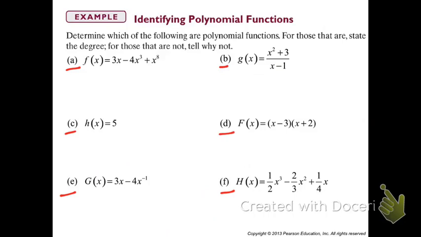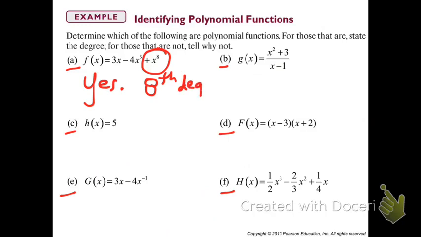For the first one, A, we can see that the leading term, meaning the term with the highest degree in it, would be x to the 8th. We can see all the exponents are whole and the coefficients are real, and so yes, we have a polynomial function and the degree is 8. Okay, 8th degree.